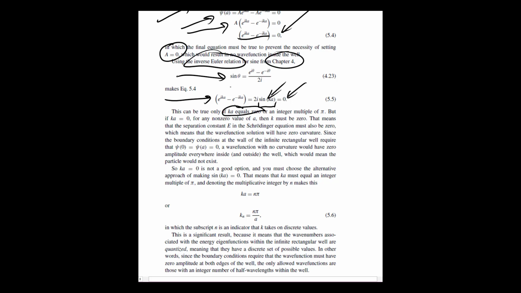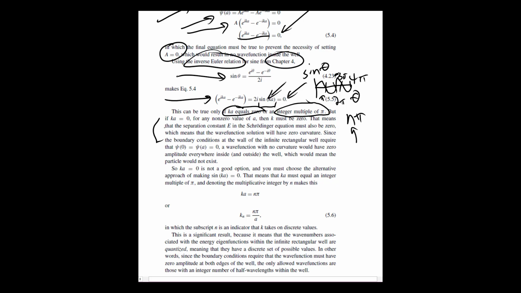Well, sine of ka would equal 0 if ka equals 0. Or ka could be an integer multiple of pi. Because remember how a sine function looks. Here's sine of theta, here's theta, and at pi, and at 2 pi, and at 3 pi, and at 4 pi, the sine function is 0. So we can call that n pi, where n is an integer.